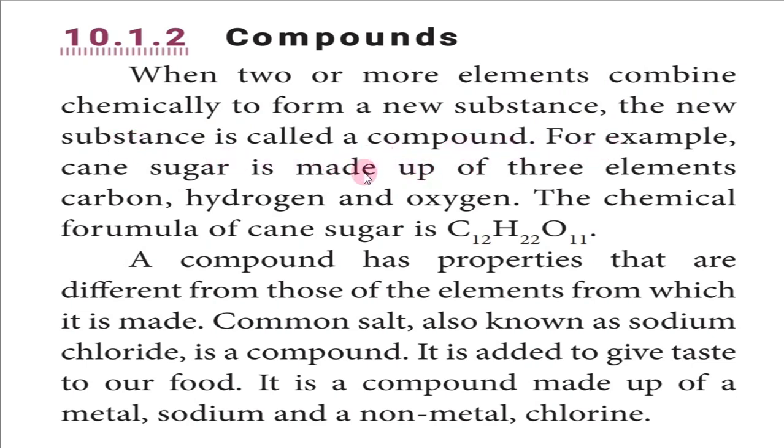Okay, example for this compound, cane sugar. This cane sugar is made with three elements. What are the elements present in cane sugar? Carbon, hydrogen and oxygen. So the chemical formula of cane sugar is C12H22O11.